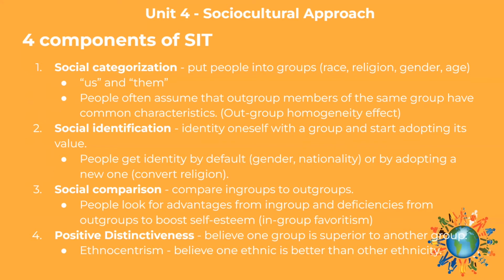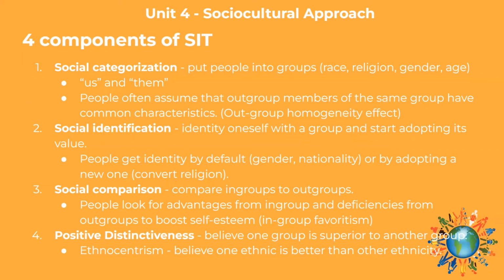And the out-group homogeneity effect is shown, which is when people tend to assume that the out-group members of the same group share the same characteristics. An example of this is that you assume that all Asian people are good at math, although that is not true. And this is an example of the out-group homogeneity effect.